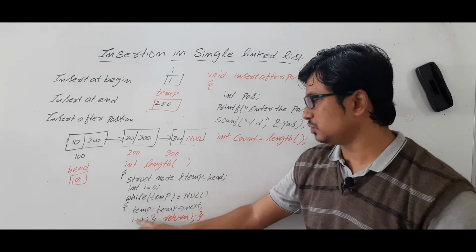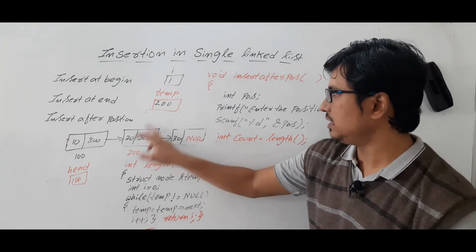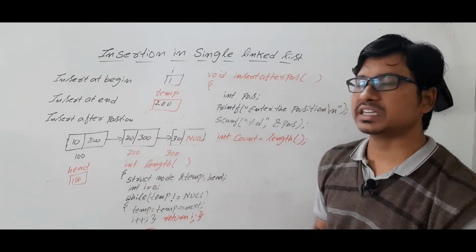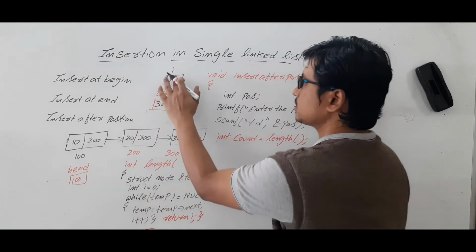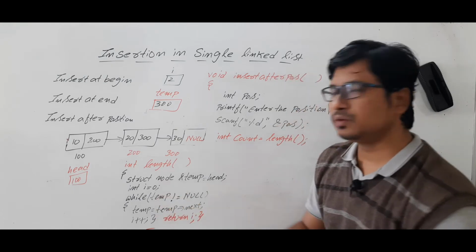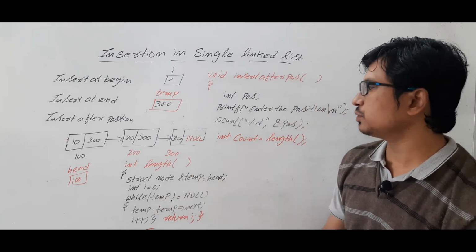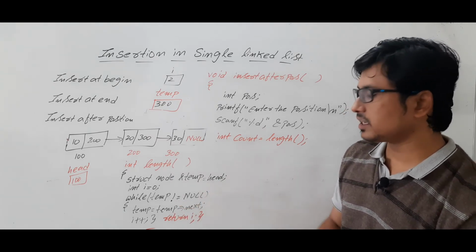If this condition is true, you have to execute these two statements. Temp is equal to temp of next. Temp is having 200, 200 of next is 300. Then i plus plus, now i value will become 2. Good. Then again you will check the condition, temp not equal to null. Temp is having 300, 300 is not equal to null. Again the condition is true.